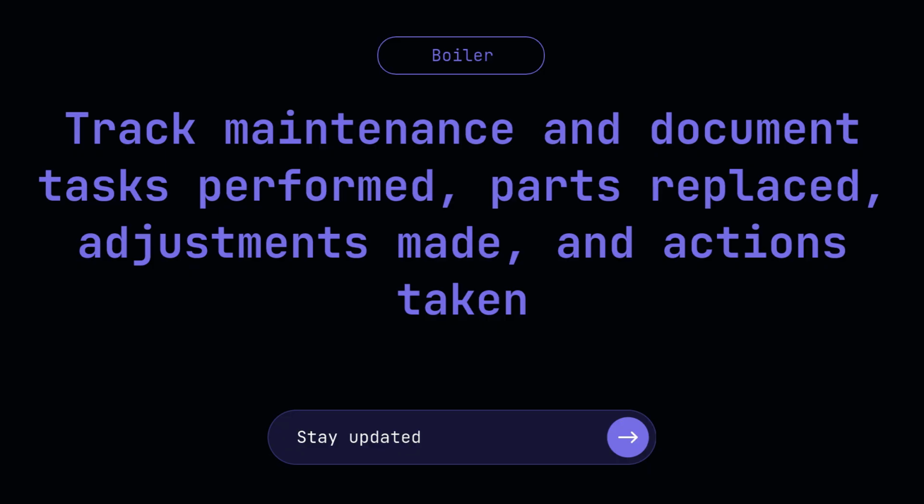Record all maintenance tasks performed. Document parts replaced, adjustments made, and corrective actions taken. Monitor fuel consumption and efficiency. Track changes in boiler performance over time. Ensure boiler inspection certificates remain current. Attach relevant documents, certifications, and reports to the inspection log for easy access during audits.